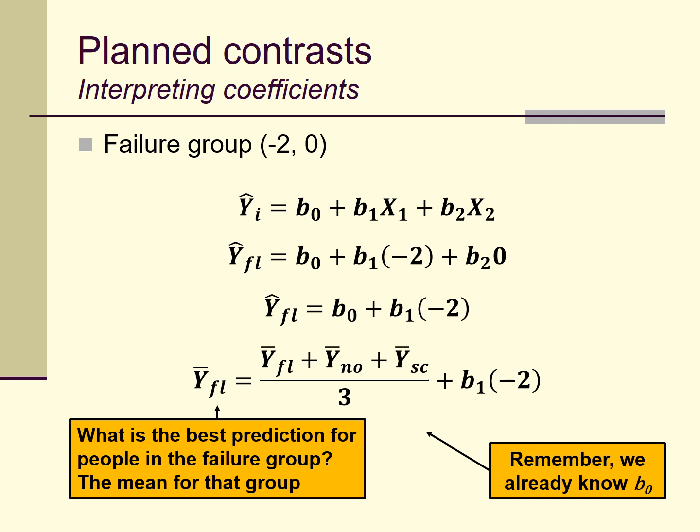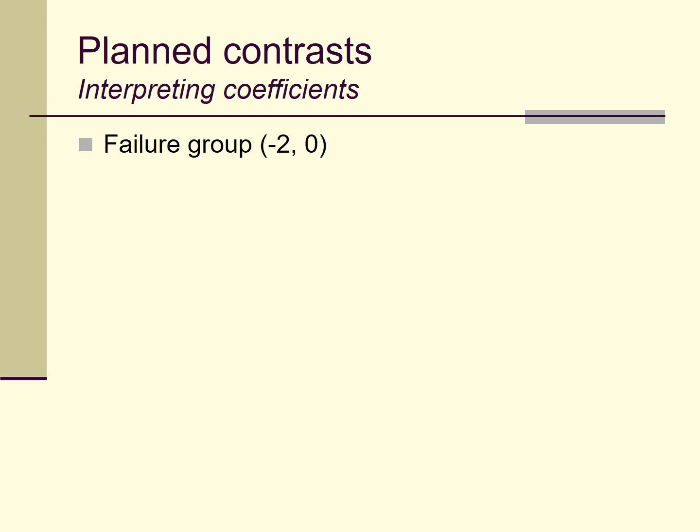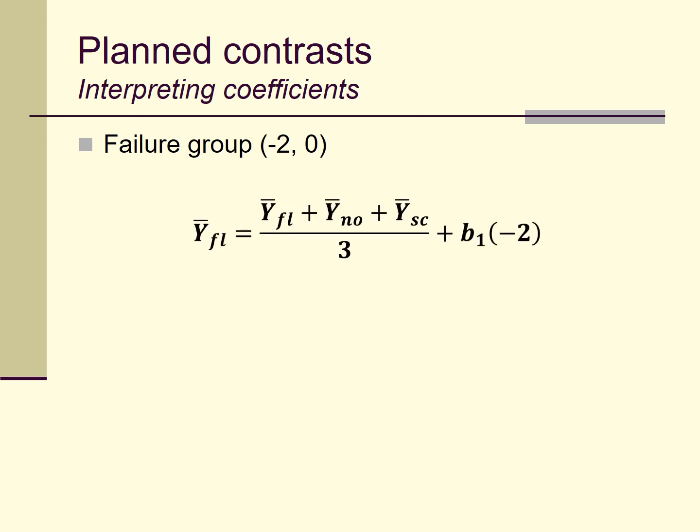The other is that we already have solved for b sub 0. So we substitute in, you can see here, the average for the failure group on the left side of the equation, and for b sub 0 we substitute in that formula of the average of all 3 averages for all 3 groups. You can see I've done that right there, and you'll see why in just a second. So I'm going to take that same formula from the previous slide. I'm just going to continue to solve for b sub 1, just moving a few terms around.